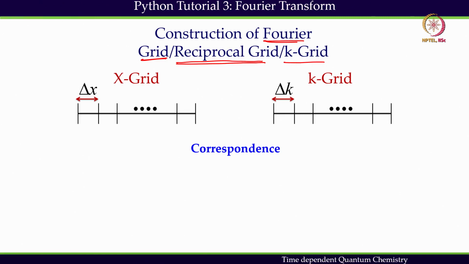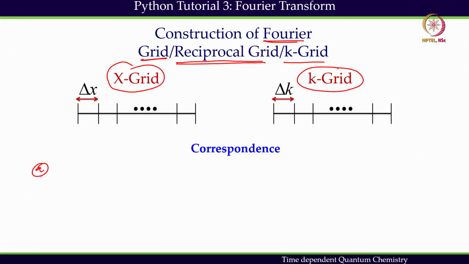So, while constructing the K grid, we will first note down an interesting correspondence between the x domain and K domain. This is your x domain which we have to create, and we know how to create the x domain with the help of the range functionality of NumPy. While constructing the K grid, we have to follow a particular procedure. So, what are the correspondences we have between this x grid and K grid?